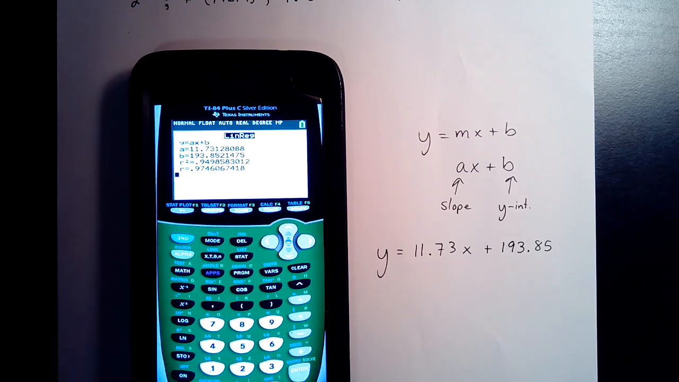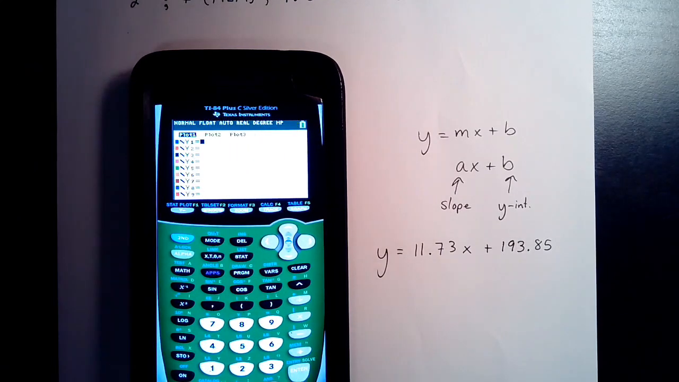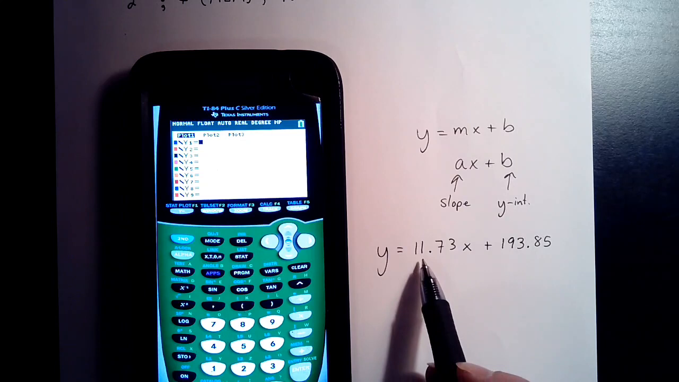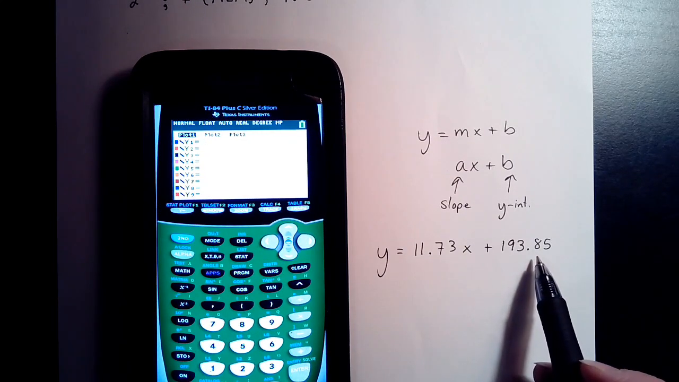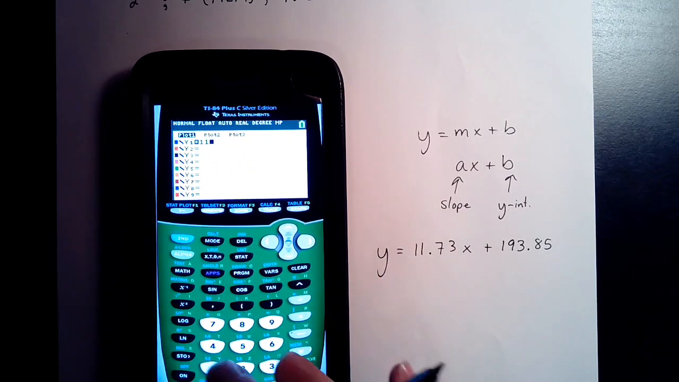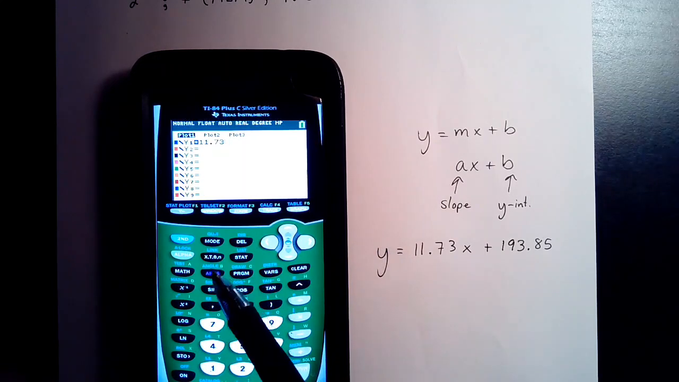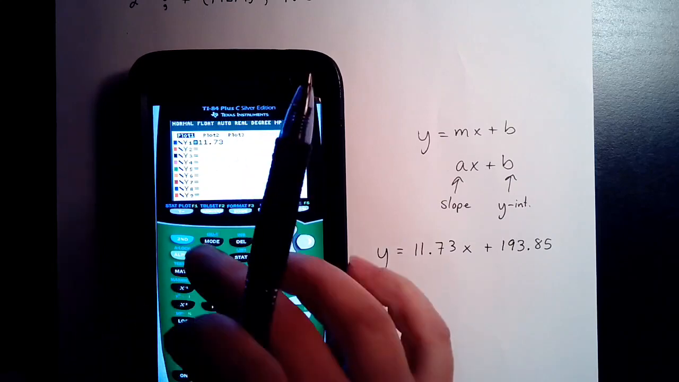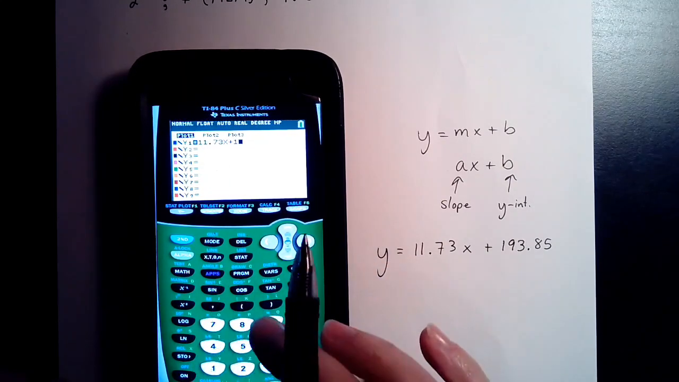So you're going to hit y equals, and then now we're going to type 11.73x plus 193.85 into this spot right here. So 11.73, and our x is right up here. So you see that first one is x, and then plus 193.85.